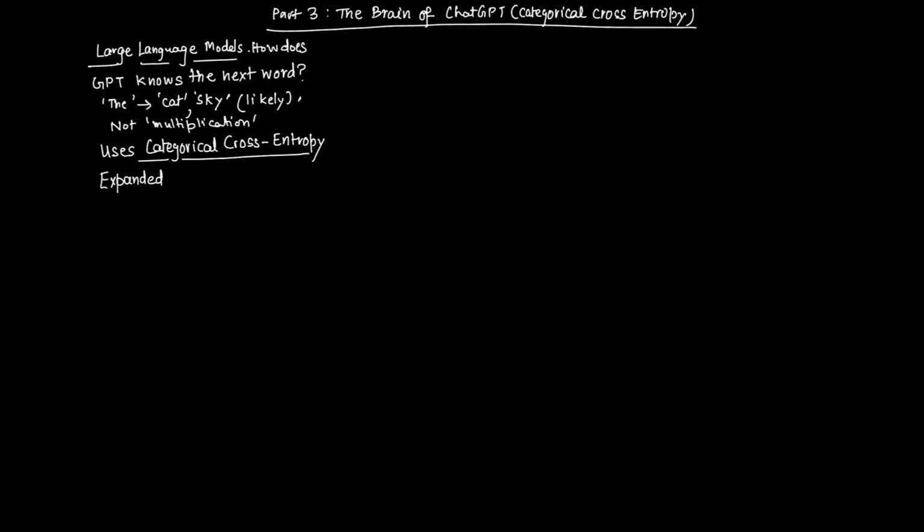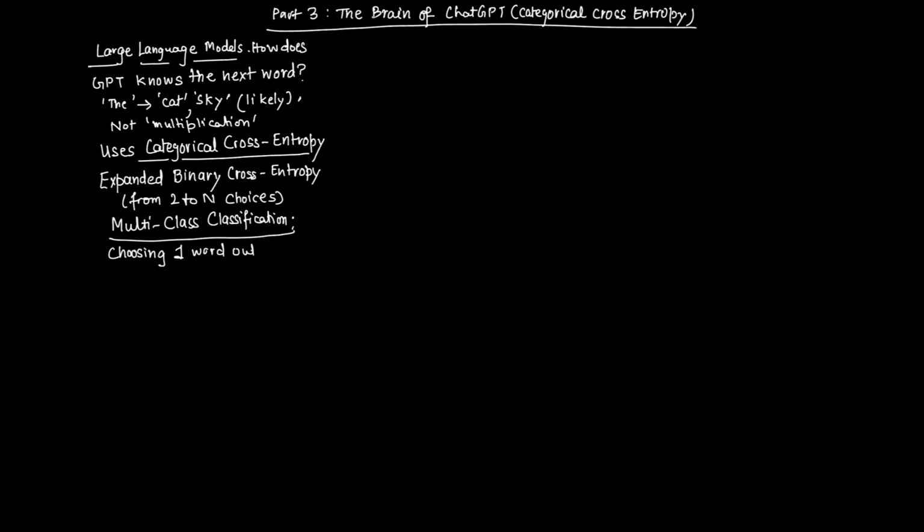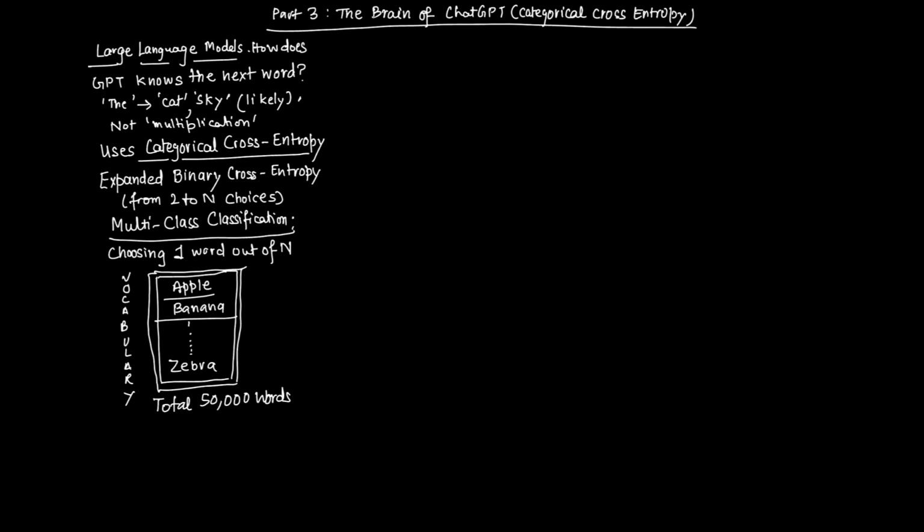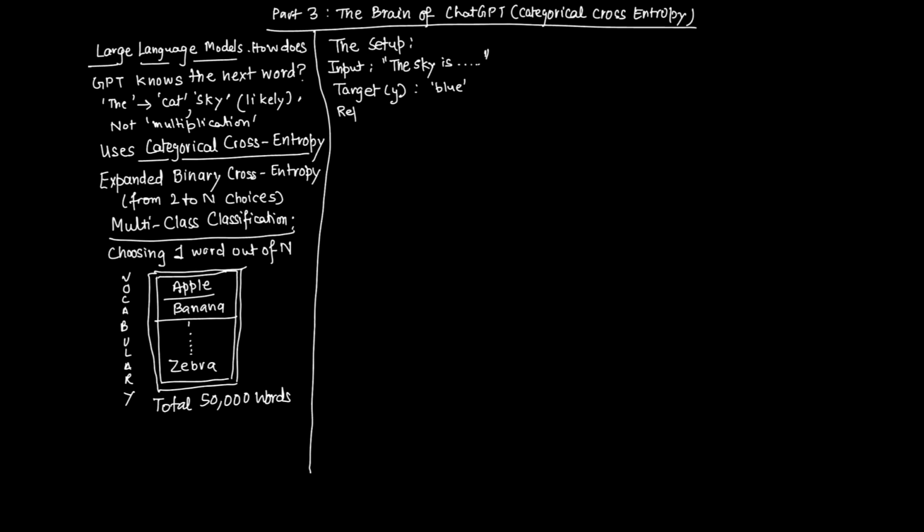This is just binary cross entropy but expanded from 2 choices to n choices. When an LLM predicts the next token, it is solving a multi-class classification problem. It isn't choosing yes or no, it's choosing one word out of a vocabulary of 50,000. Let's say the sky is fill in the blanks, dot dot. The target y is blue. How do we represent blue mathematically?